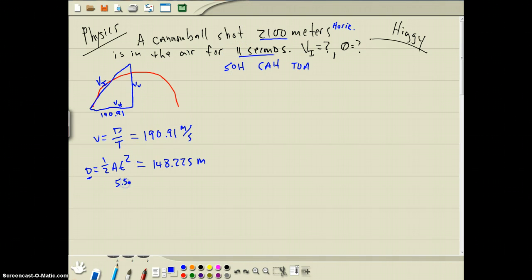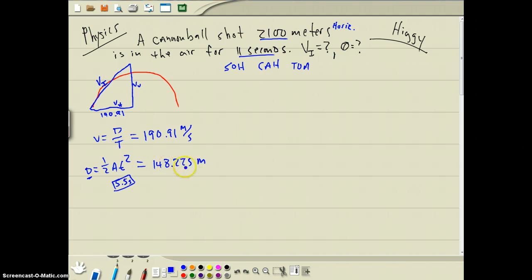That's a clue. That's important. That's a clue that it's only in the air going up for half the time. We're only considering it going up here. So we want the initial velocity that it was fired at going up. So we use the 5.5 seconds because we're only considering half the distance here, or half of the time it's in the air.